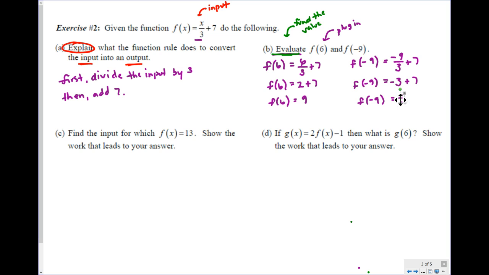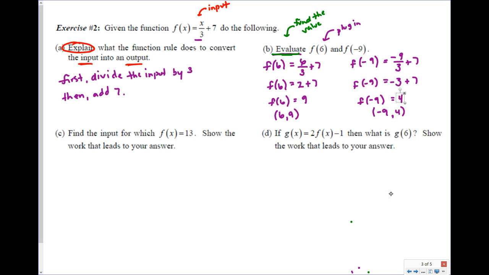So I'm finding inputs and outputs. If I want to write it, this is a coordinate. If I was graphing this, x would be 6 and y would be 9. Here, x would be negative 9, y would be, sorry, not a 7, a 4. Okay?